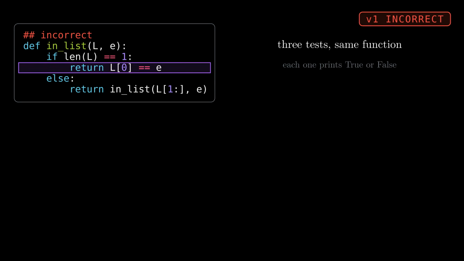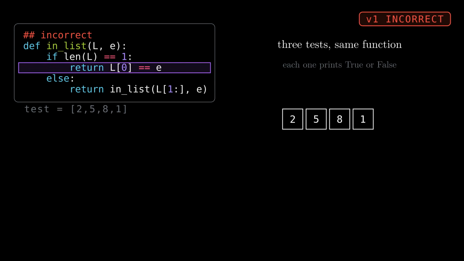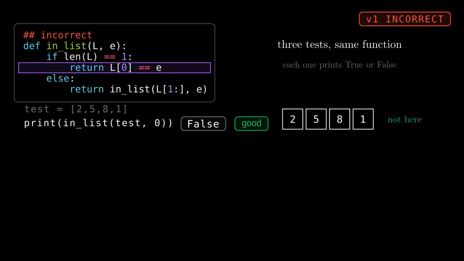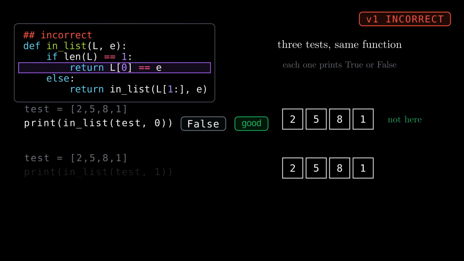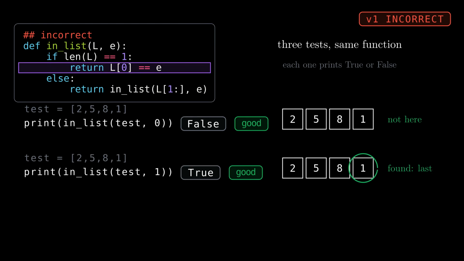Time to test it. Take the list 2, 5, 8, 1 and search for 0. The function returns false. 0 is not in the list, so that is the right answer. Search the same list for 1 and it returns true. 1 is in the list. Found it. So far, the function looks healthy.